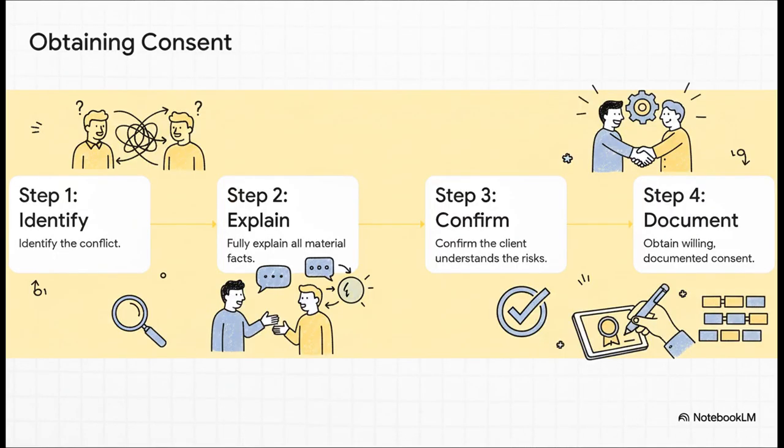And getting this consent follows a very deliberate step-by-step path. First, you spot the conflict. Second, you explain every single important fact. No holding back. Third, you have to make absolutely sure they get the risks. And only then, once all that is done, can you get their willing, documented consent, something you can prove you got later on.